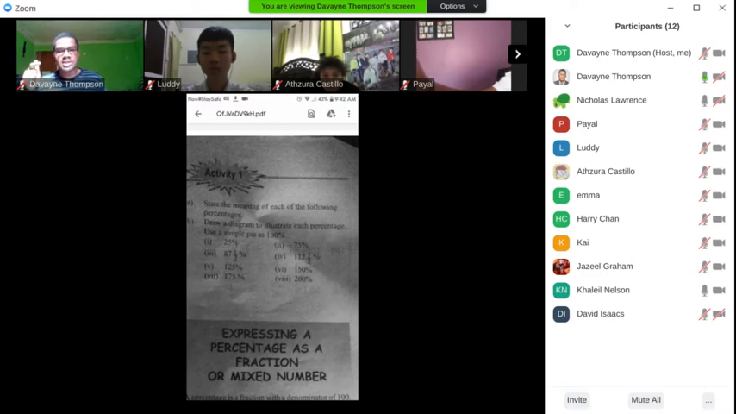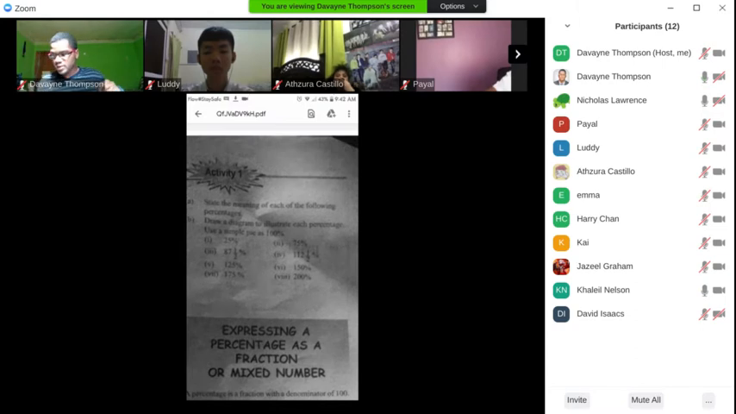Activity 1 says, state the meaning of each of the following percentages and draw a diagram to illustrate them using a simple pie of 100%. Right? So let's simplify it. Write this for me. The first one we're going to go through together. If you have 25%, that is 25 divided by 100, correct?